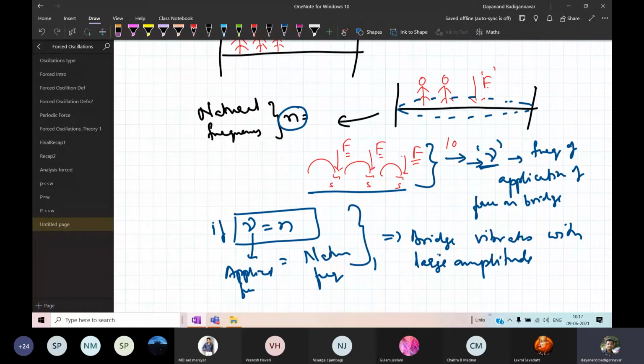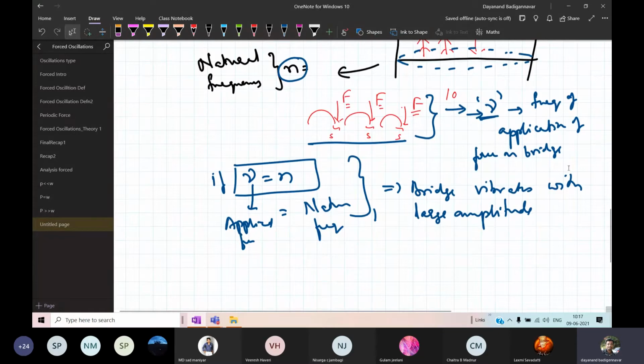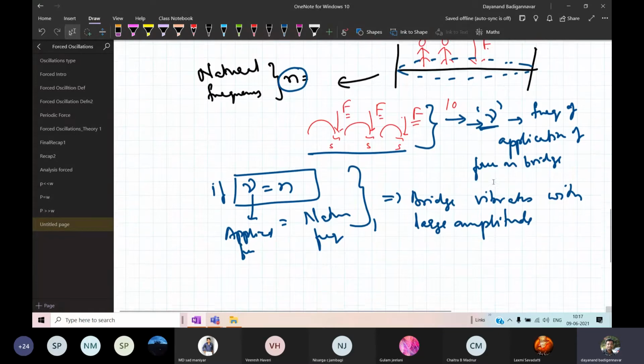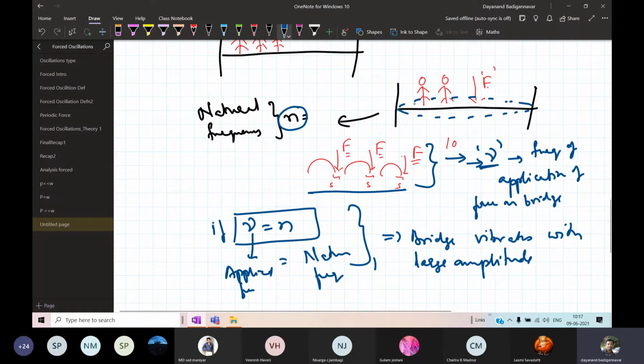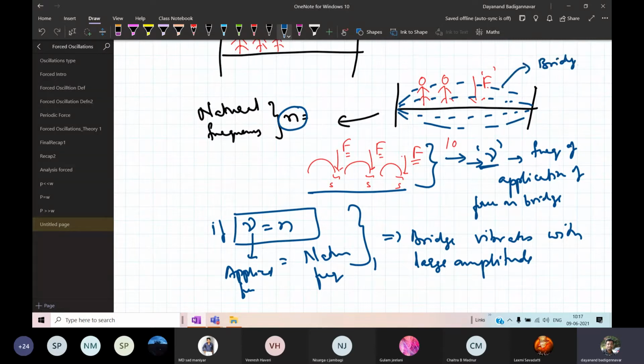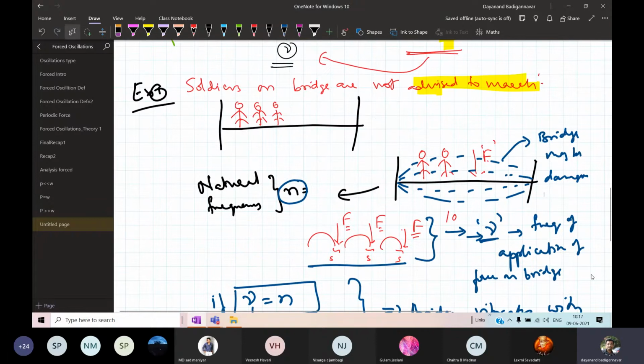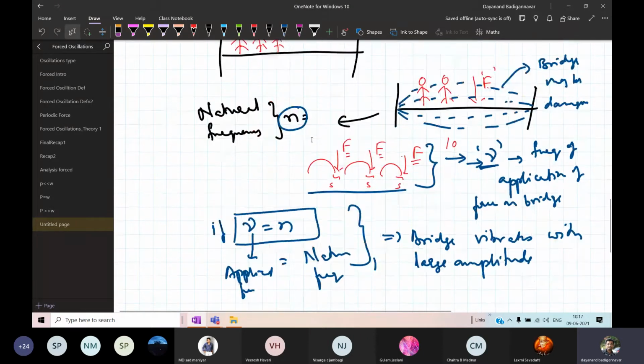Now what happens once the bridge is oscillating with the large amplitude? The bridge may vibrate like this. Once it is vibrating with large amplitude, the bridge may get damaged. This is the reason why the soldiers are not made to march on the bridge.